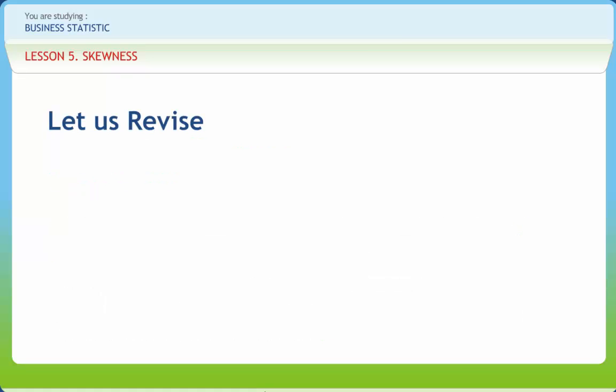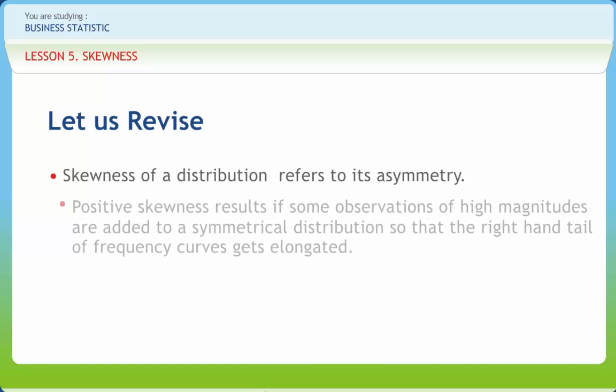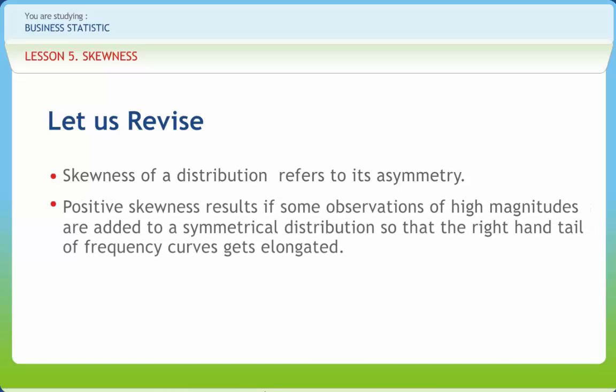Before we end, let us briefly revise what we have studied so far. Skewness of a distribution refers to its asymmetry. Positive skewness results if some observations of high magnitudes are added to a symmetrical distribution so that the right-hand tail of the frequency curve gets elongated.